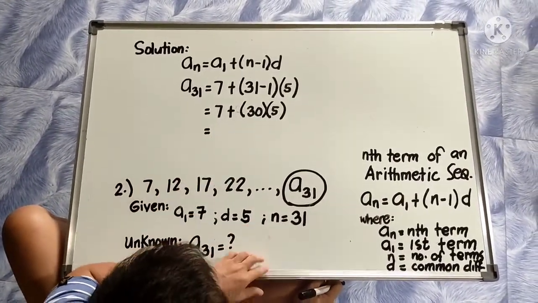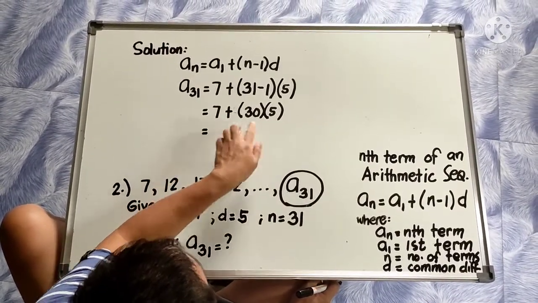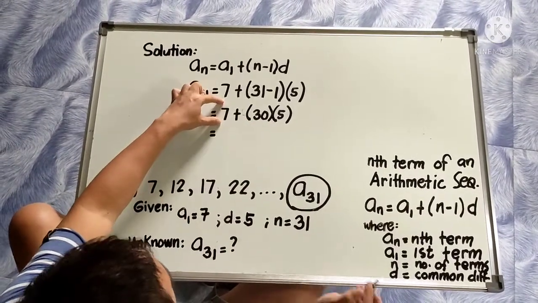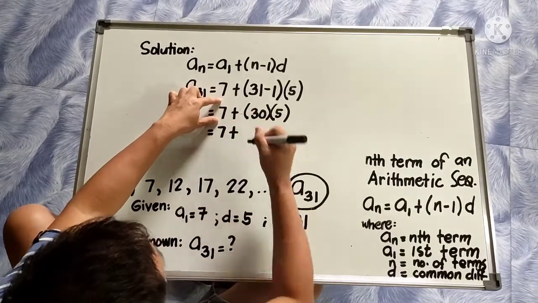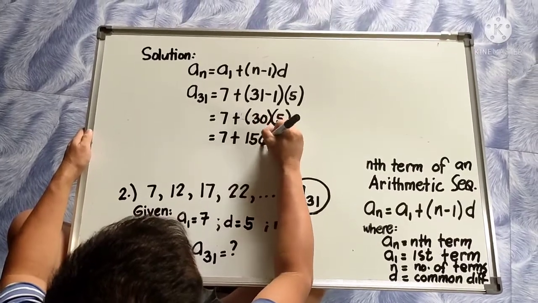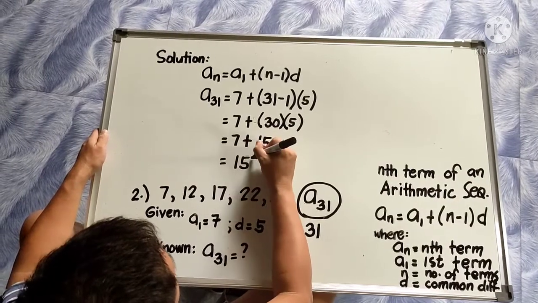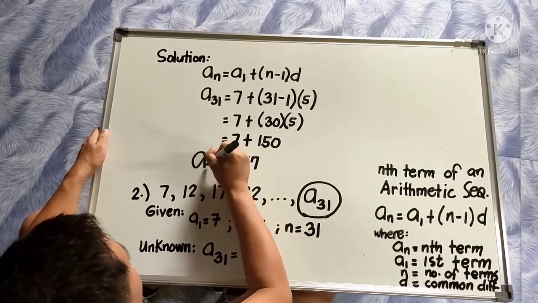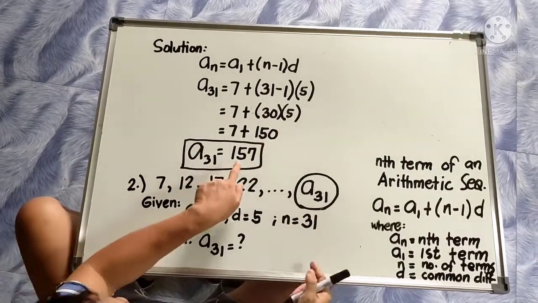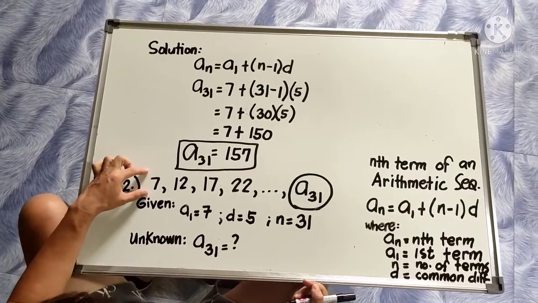What do we need to perform first? Multiplication or addition? The answer to that is multiplication. So we will be using MDAS here. So you copy 7, copy plus, then 30 times 5 is 150. 7 plus 150 is 157. So that is our a sub 31. So 157 is the 31st term of the given sequence.